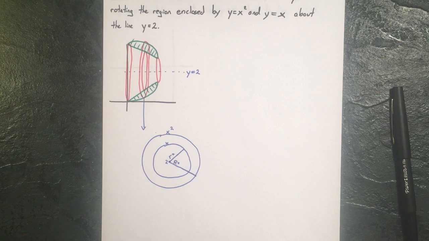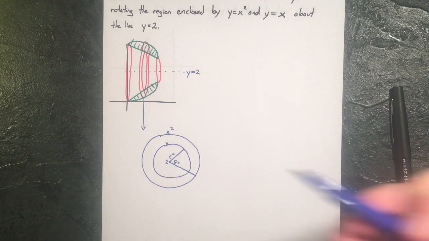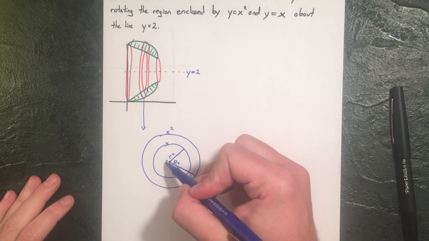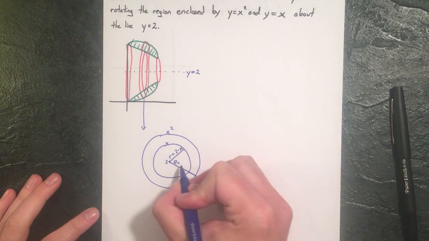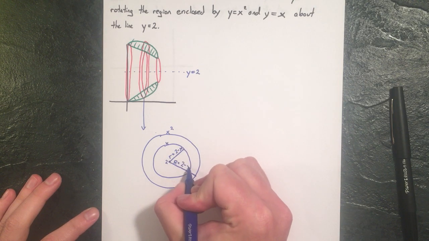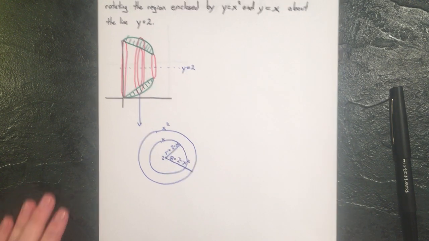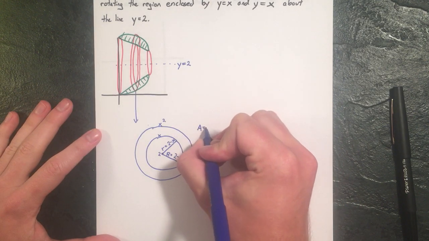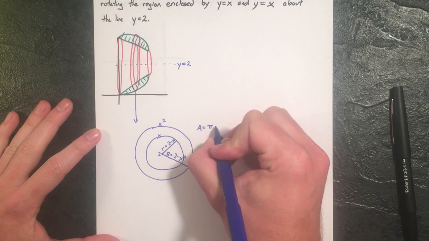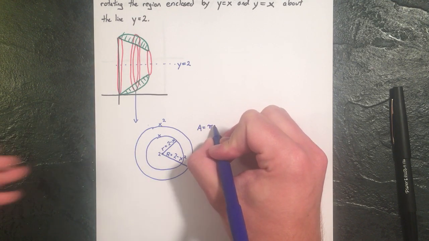The order you subtract them in doesn't actually matter. I typically like the number, if I can, to be first and not be negative. And I'll explain to you why it doesn't matter the order that we're going in just a second. So our area here is pi big R squared minus pi little r squared.